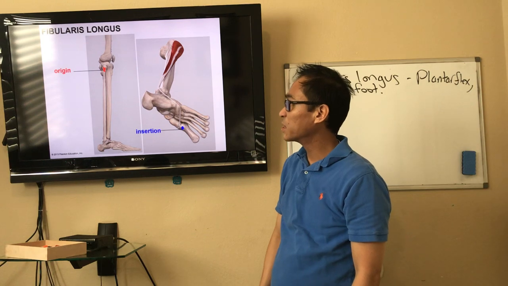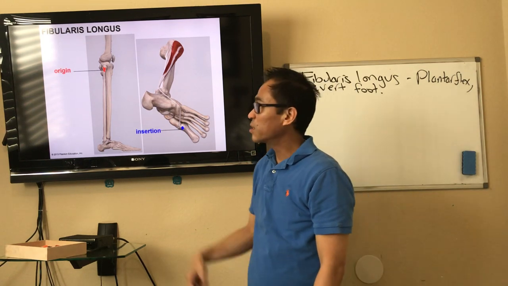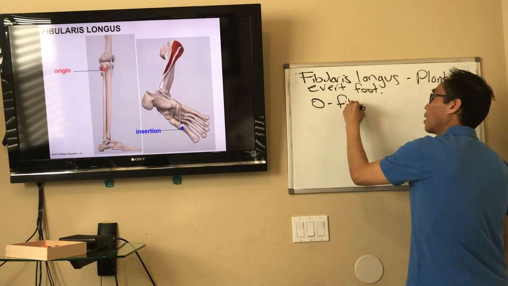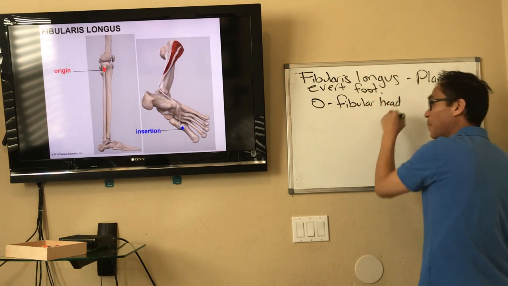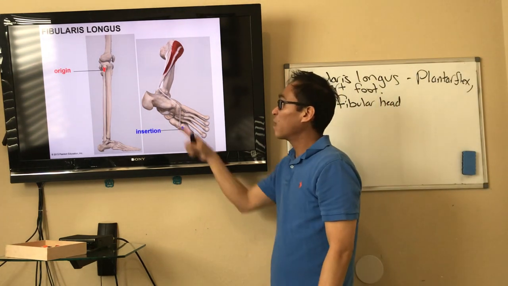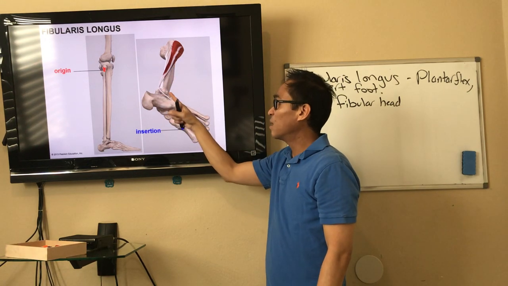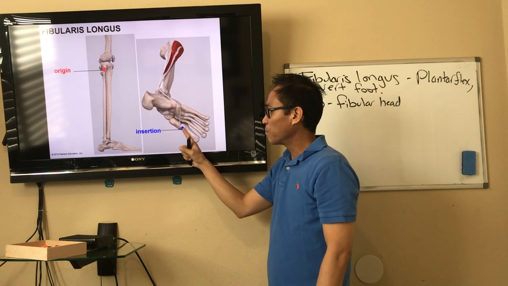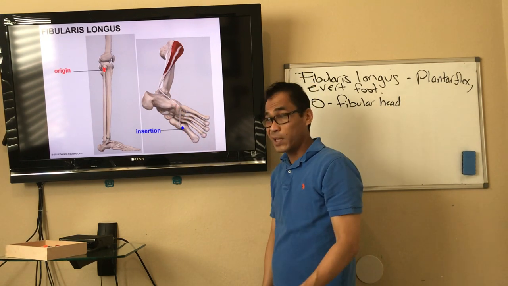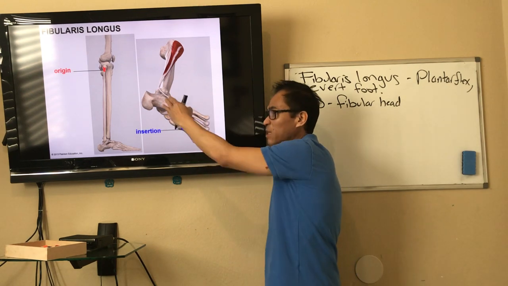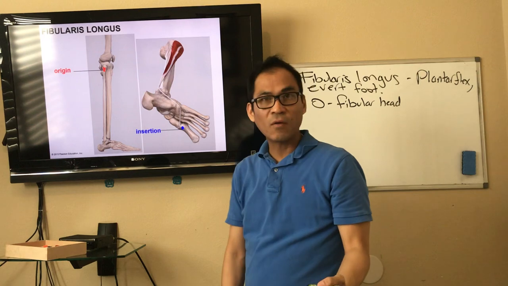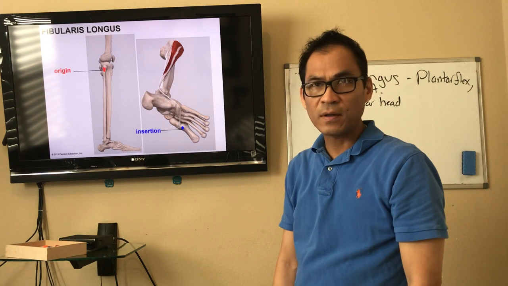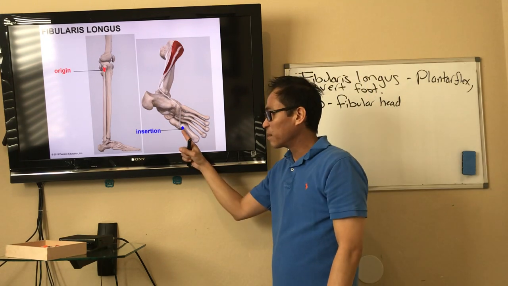Here's the origin and insertion of the fibularis longus. It originates way up here, fibular head. What I had to do in the app was rotate the foot in a way that showed the muscle and tendon crossing behind the malleolus, so it can plantar flex, but it goes all underneath the foot. It inserts at the base of the first metatarsal again, but this is the plantar aspect. The plantar aspect is the bottom of the foot, the sole of your foot. The top of your foot is the dorsal aspect. This is the plantar aspect of the first metatarsal.